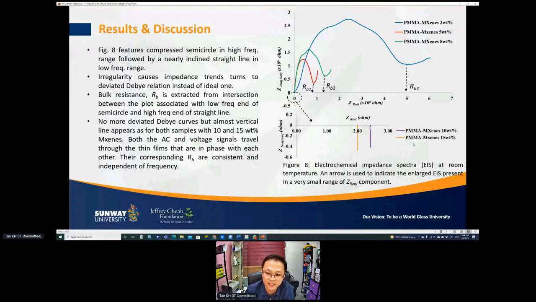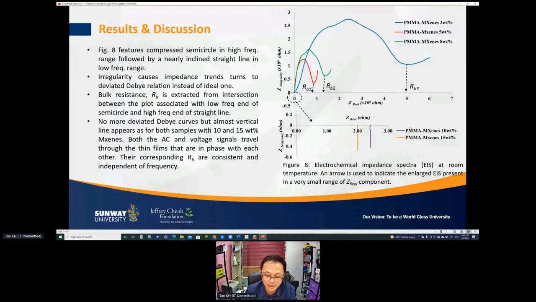However, with the weight percentage higher than 8 weight percent, which is 10 to 15 weight percent of the MXene, it shows that the resistance is very small. That's why I have to enlarge this region, where we can see something like a vertical line showing here. This is basically because the resistance is very low, and it is reflected in here. So this shows the very low resistance that we can get when we increase the MXene content in this nanocomposite film.